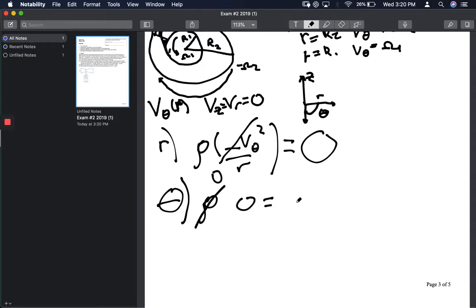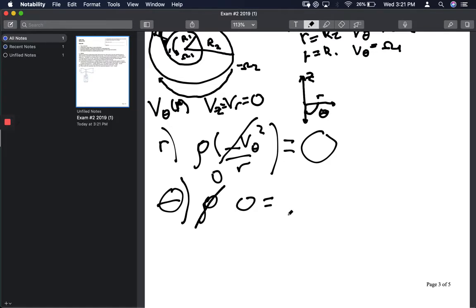And that's equal to 1 over r. So the first term on the right side of the equation is negative 1 over r times dp over d theta. That is also going to be 0 because the pressure doesn't change as you go around the circle. So that's 0.